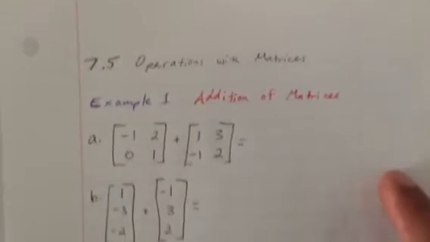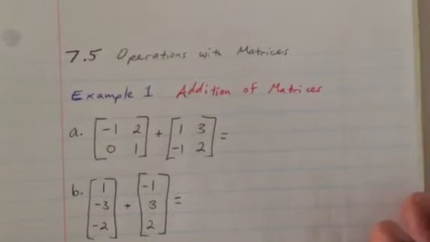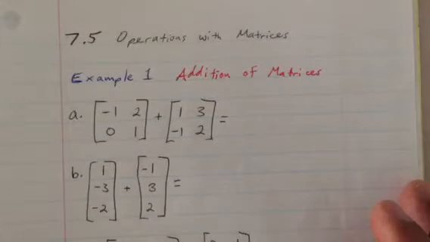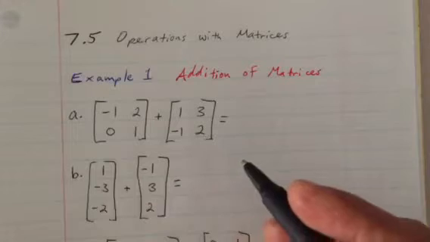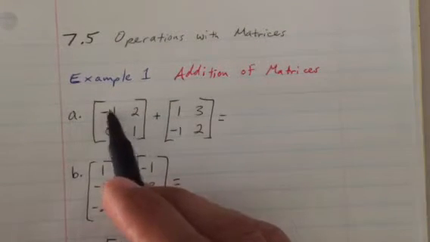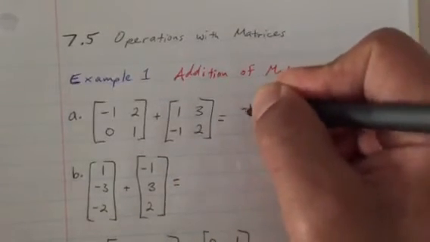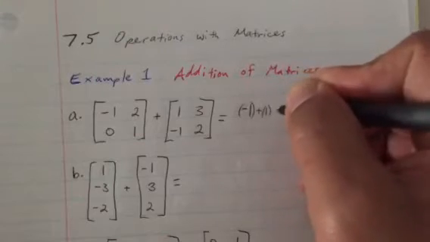Alright, now that we have a little bit of an introduction there, we can start looking at some examples. So we decided to skip 7.4. That's an introduction to matrices, but we can skip over that and just get into 7.5. So example 1 here has the addition of matrices, and if we add them, we can just add the corresponding entries, such as -1 and 1. So this one would be -1 plus 1.